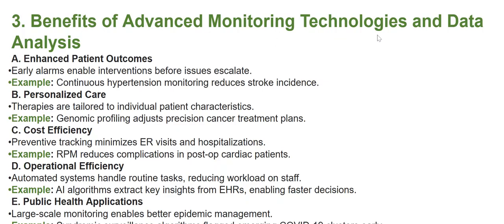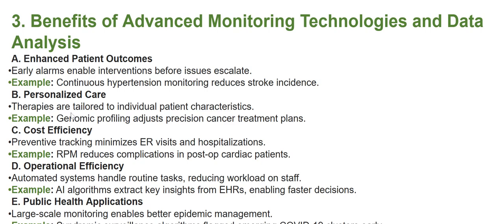Benefits of advanced monitoring technologies and data analysis. Despite the order, the first benefit starts with enhanced patient outcomes, as early alarms enable interventions before issues escalate. For example, continuous hypertension monitoring reduces stroke incidence. Incidence means the amount or percentage of new diagnoses for a certain disease. So reducing stroke incidence means lowering new diagnoses of stroke.